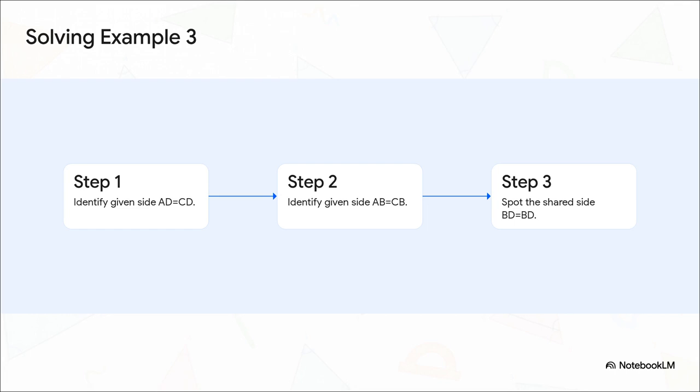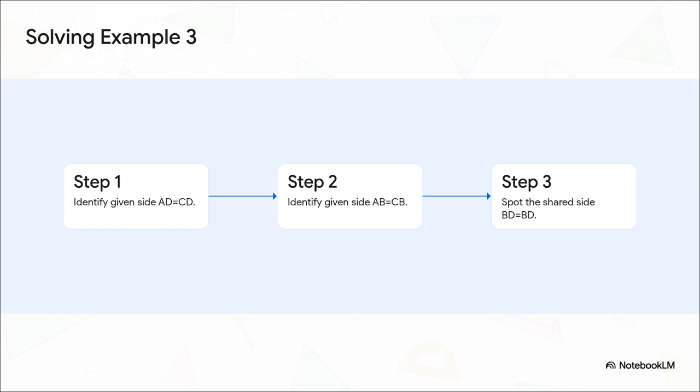Step 1, the problem hands us our first clue, showing side AD is equal to side CD. There's our first side. Step 2, it also shows side AB equals side CB. Awesome, that's our second side. But wait, we need 3 sides for the SSS rule, and we are completely out of given clues.